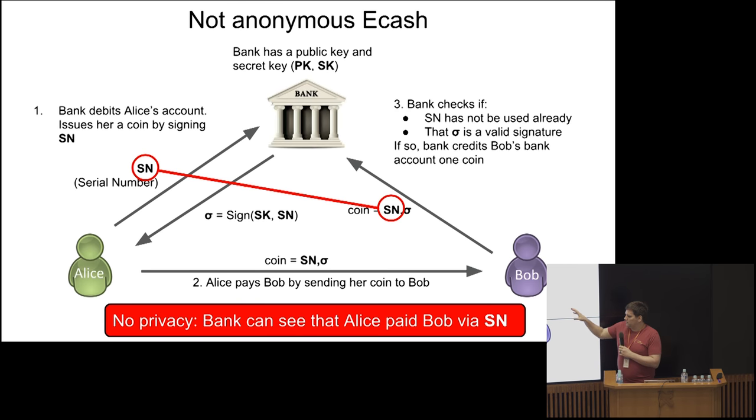Now, remember I said that this is a non-anonymous version of this scheme. This scheme does not provide any privacy. And the reason it doesn't provide any privacy is that the serial number that Alice sends to the bank to be issued the coin can be linked to the serial number when Bob redeems the coin at the bank. So clearly the bank can tell, I gave this coin to Alice. Alice then spent it to Bob, and Bob redeemed it. So to solve this problem, blind signatures were invented. And I'm just going to be talking about RSA blind signatures. There's many other blind signature schemes out there.